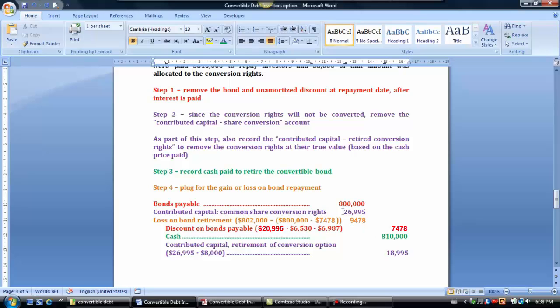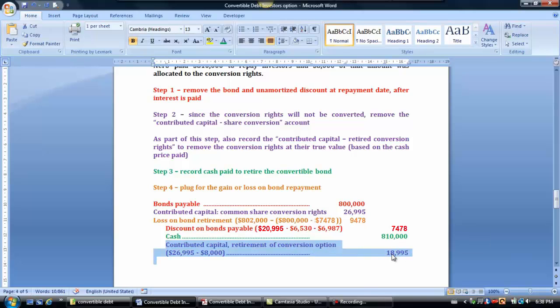So we take them off. If you net out from this original contributed capital in the conversion rights account the retirement of those conversion options, at net you're getting rid of $8,000 in conversion rights, which is what they're valued at, because that was part of the $810,000 that Nero gave its investors.